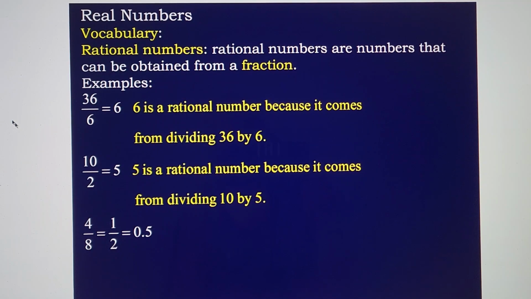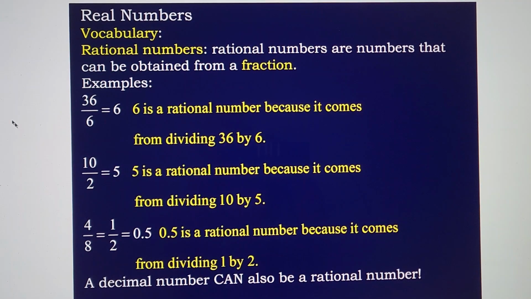4 over 8 is equal to 1 over 2 is equal to 0.5. 0.5 is a decimal number, but it is still a rational number because you can get it from 4 over 8, or 1 over 2, or 50 over 100, and many other different fractions. So a decimal number can also be a rational number.